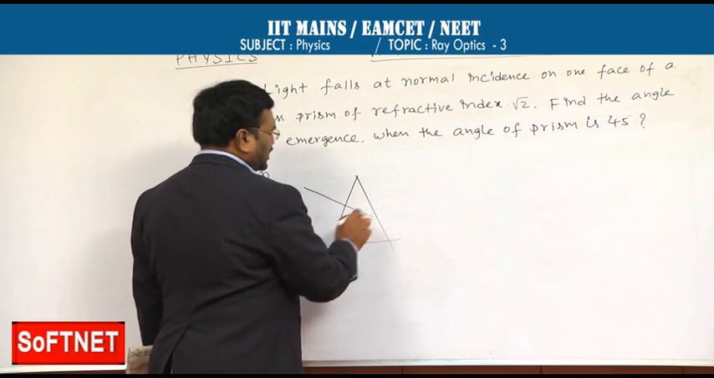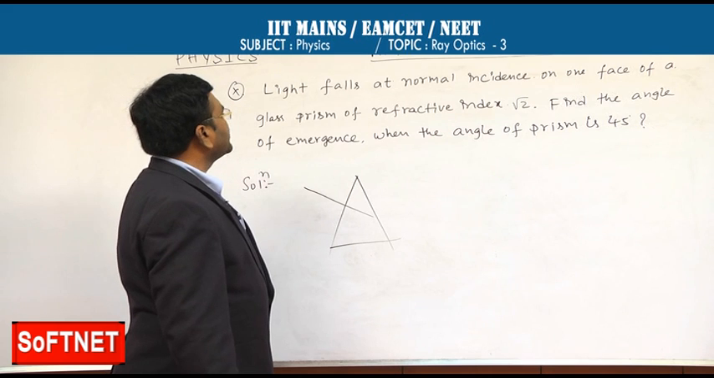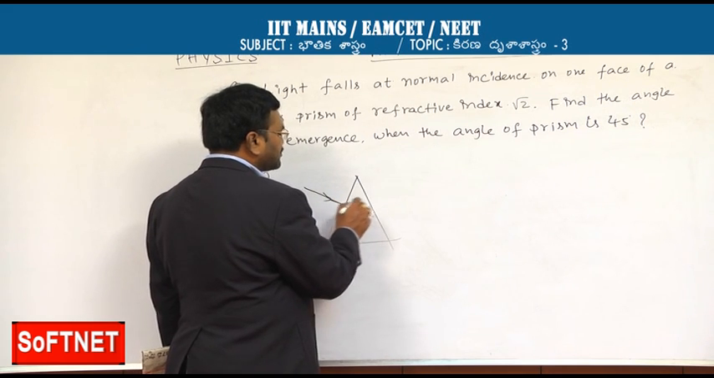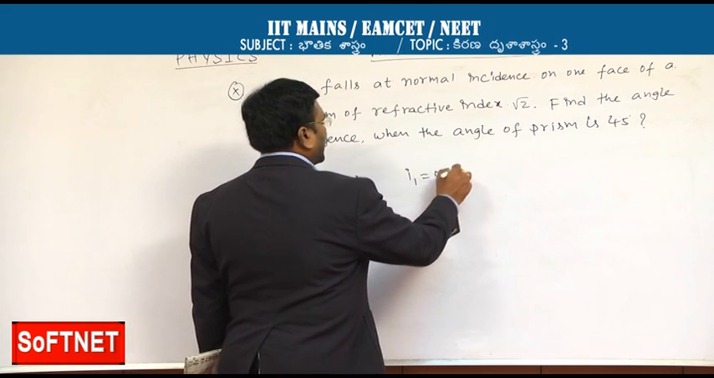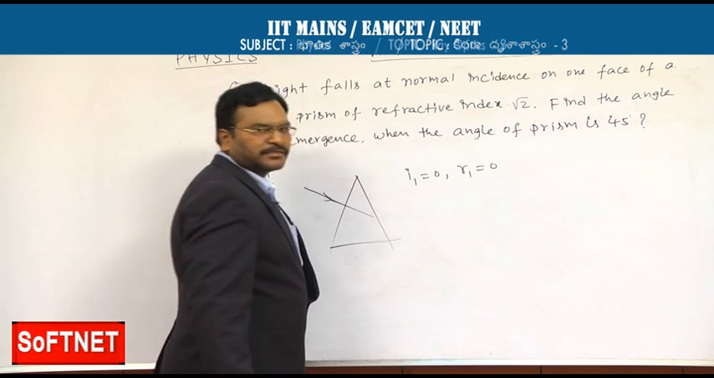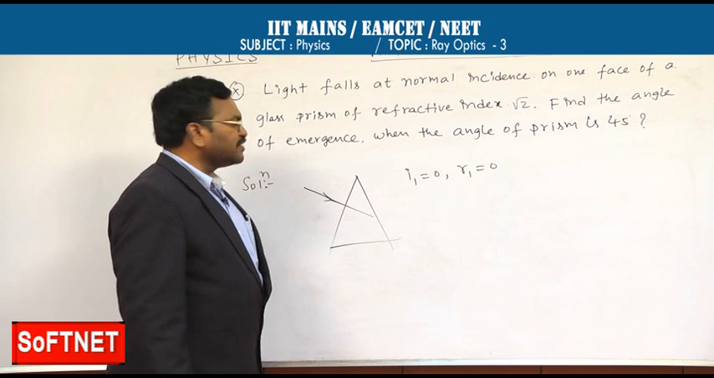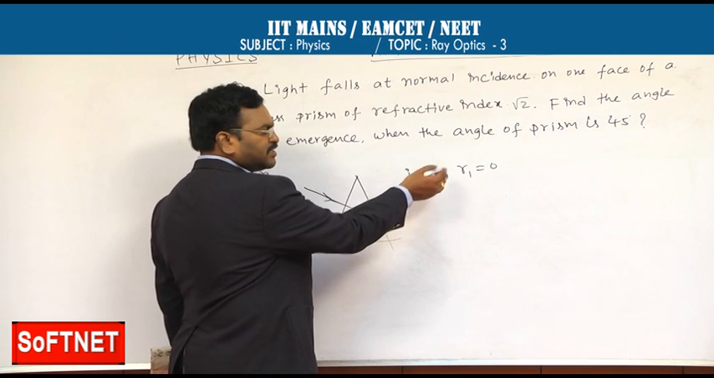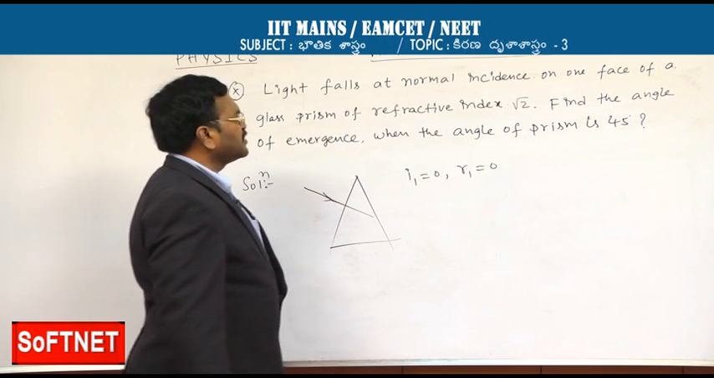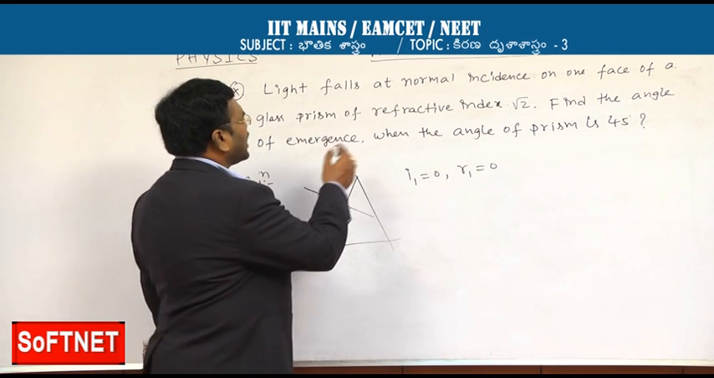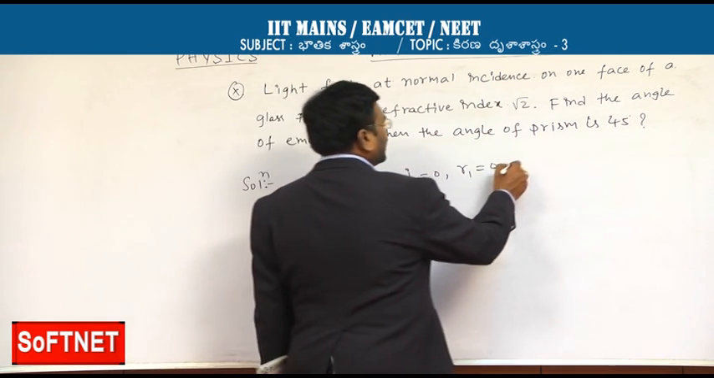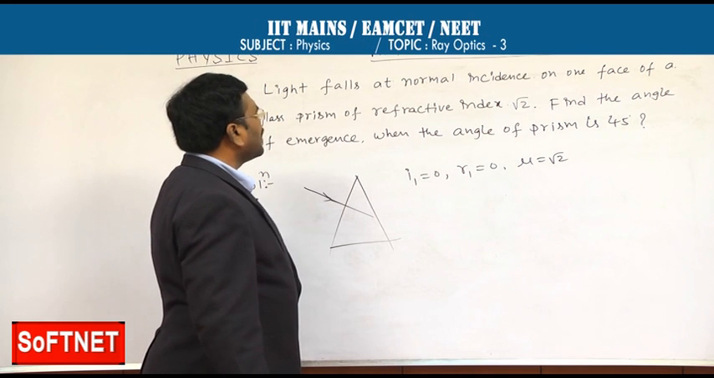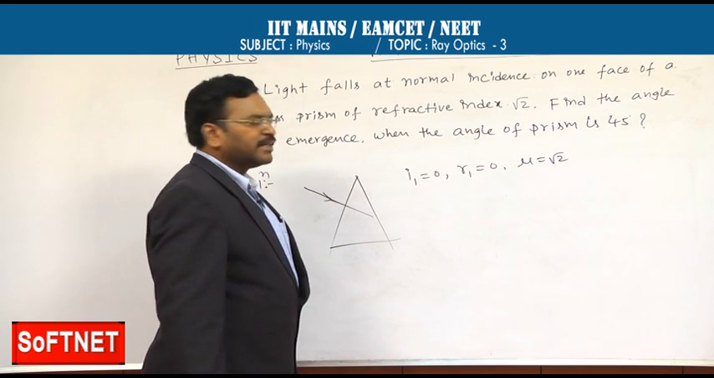Like this. Light falls at normal incidence on one face of a glass prism of refractive index how much? √2. Normal incidence means what? I1 is 0. Angle of incidence is 0, angle of refraction also 0. Normal incidence means angle of incidence is 0. Here angle of incidence I1 is 0 and angle of refraction R1 is also 0. Here one face of a glass prism of refractive index √2. Mu is √2. Find the angle of emergence when the angle of the prism is 45 degrees.